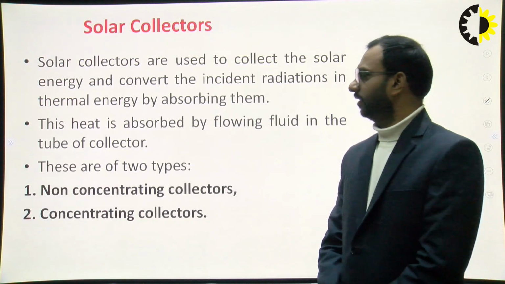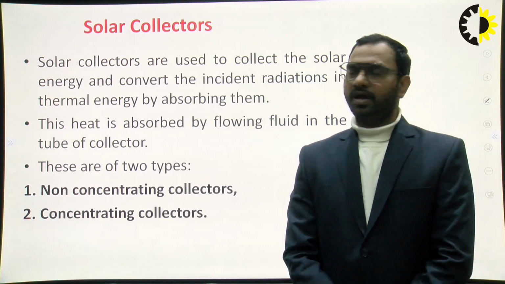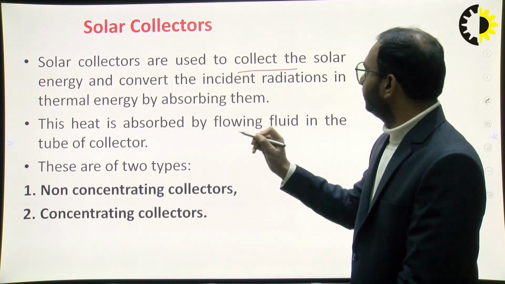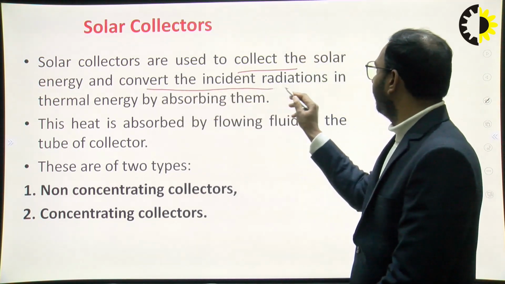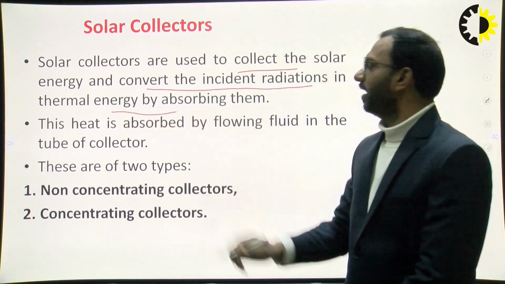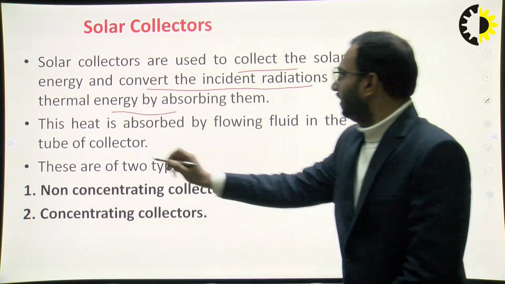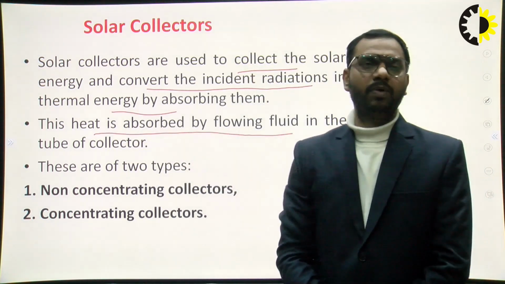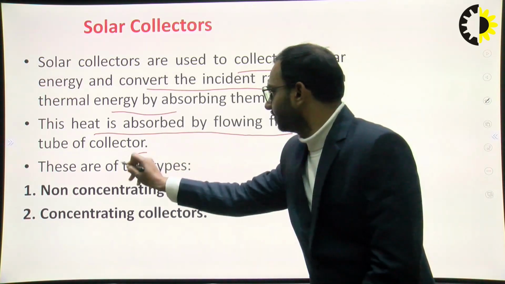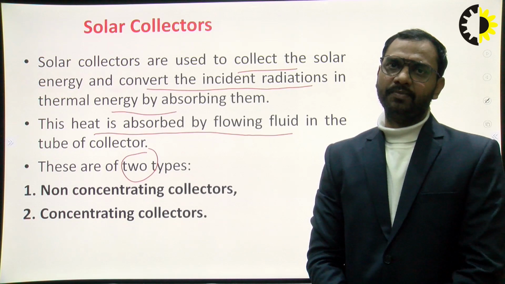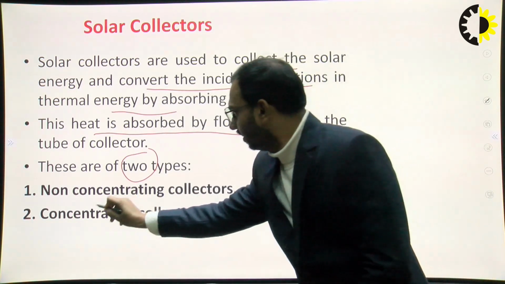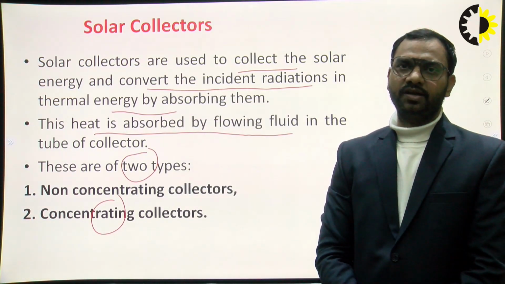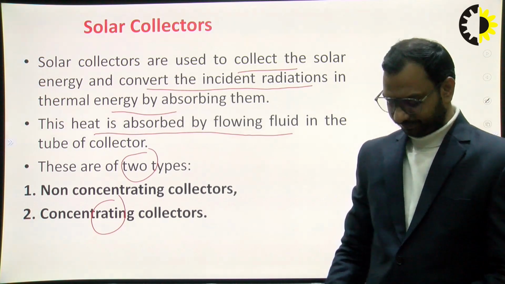So what is a solar collector? Basically, solar collectors are used to collect solar energy, and they convert the incident radiation into thermal energy by absorbing it. This heat is absorbed by the fluid flowing in the tubes of the collectors, and these are of two types. Number one is non-concentrating type collectors and number two is concentrating type collectors. In subsequent slides, I will discuss in detail what non-concentrating type and concentrating type collectors are.